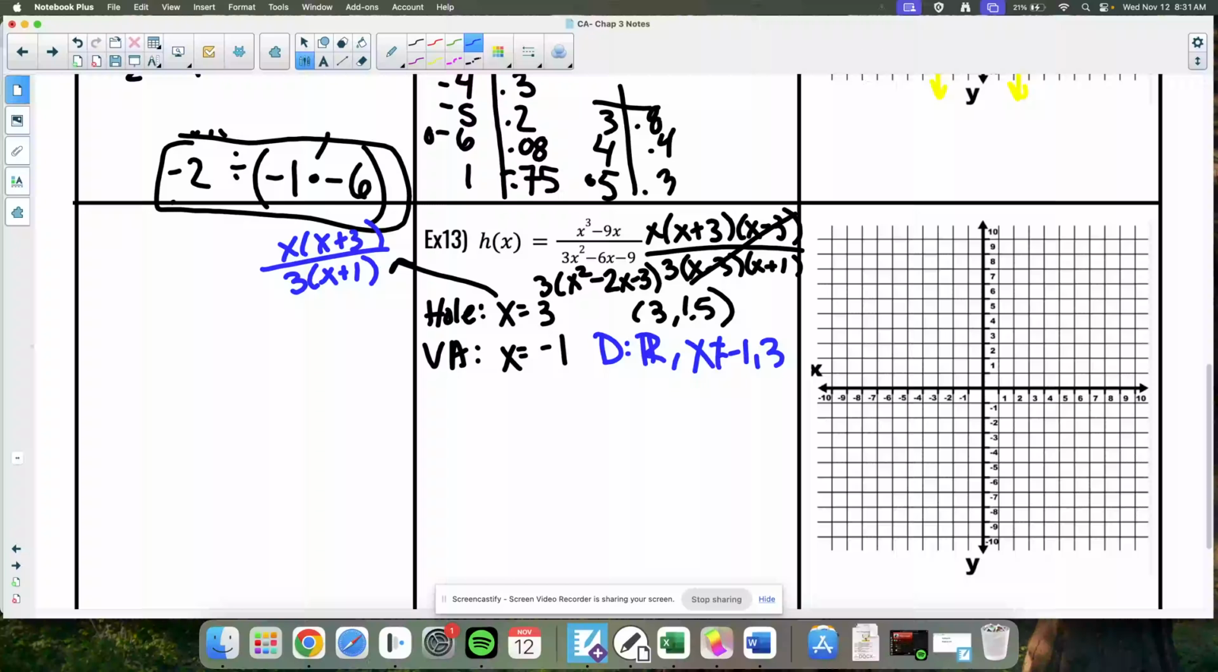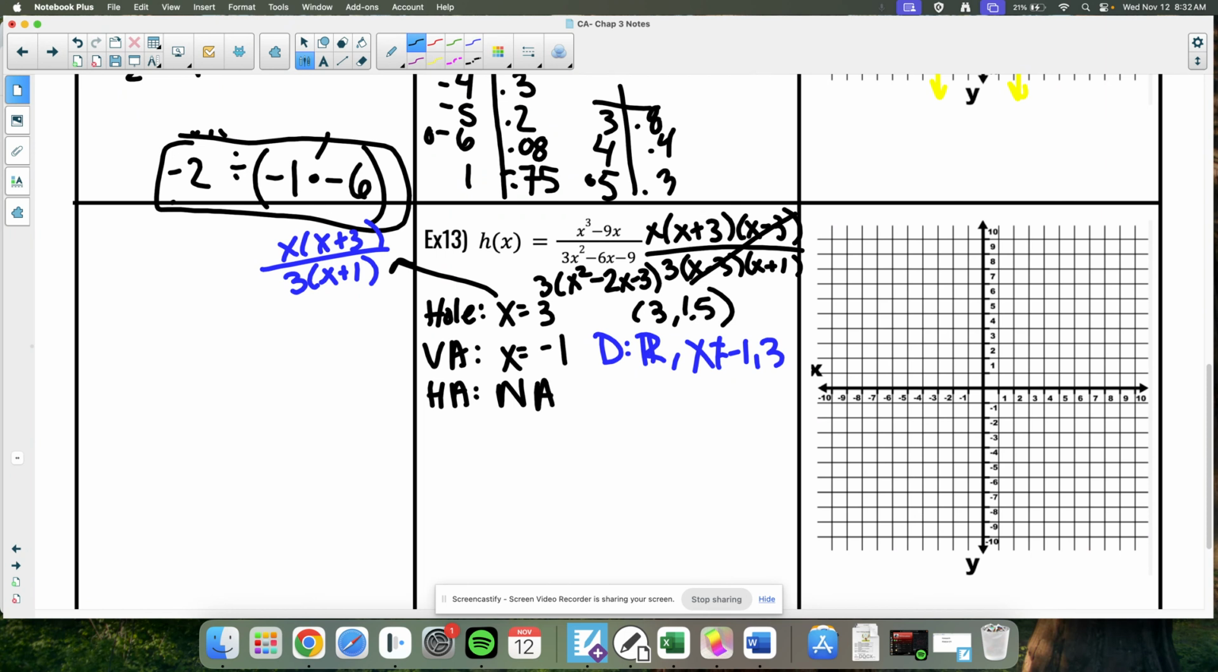Because the holes and the vertical asymptotes would be the things that it's not going to be able to work out with. Horizontal asymptotes. What is the degree of the numerator? And you go to the original for this. 3. What's the degree on the denominator? 2. So if you're bigger on top, do we have a horizontal asymptote? No.